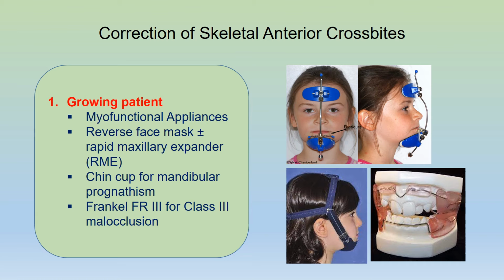Correction of skeletal anterior crossbites. In the growing patient, we can use myofunctional appliances to correct this. We can use a reverse face mask, either with or without a rapid maxillary expander. A chin cup can be used for situations where the crossbite is caused by mandibular prognathism, and Frankel function regulator 3 can be used for class 3 malocclusion. This is a Frankel 3, FR3 appliance.